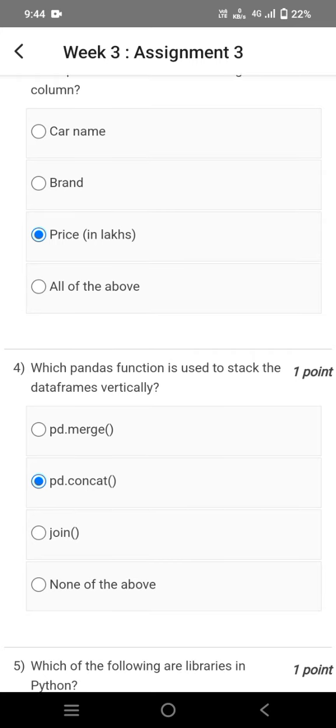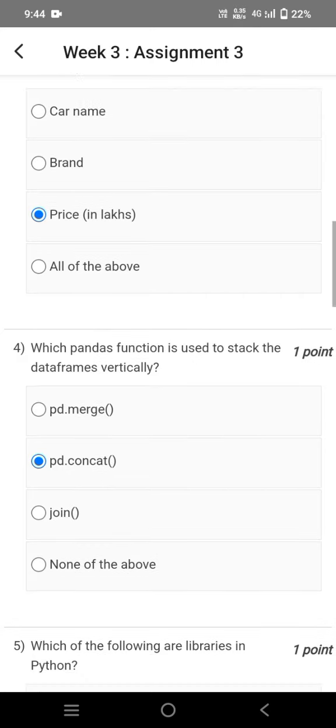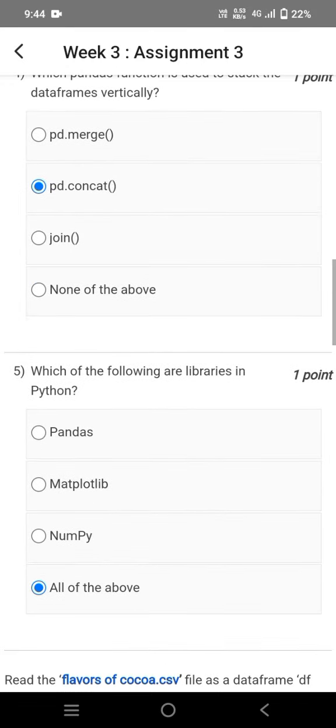Question fourth, which pandas function is used to stack the data frame vertically? pd.concat(). pd.concat. Question fifth, which of the following are libraries in the Python? Pandas, matplotlib and numpy. All these are libraries used in Python. So answer will be option D, all of these.